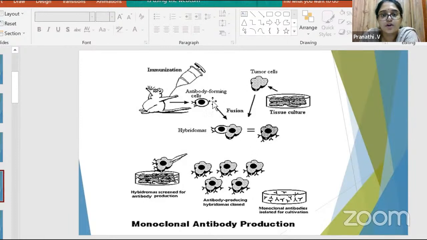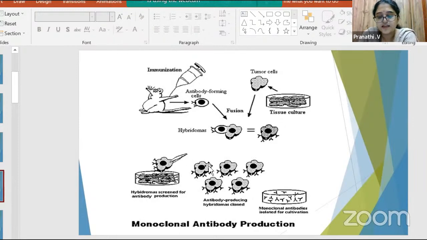So there is a fusion of the antibody-forming B cells with the myeloma cells. The extracted B cells are added to a culture from the bone marrow. Then the fusion is done using a PEG medium, that is polyethylene glycol medium. Once this is done, you have to select the hybridoma cells. So screening is done over here.